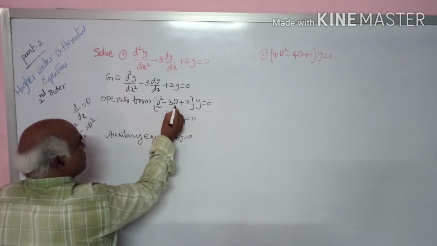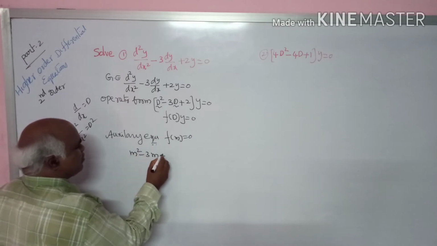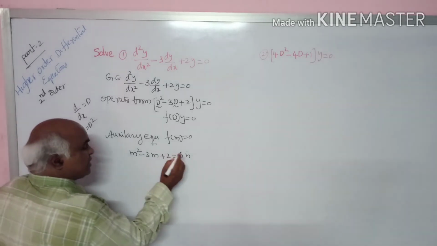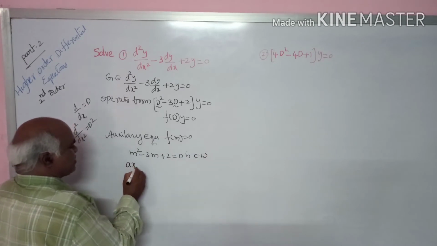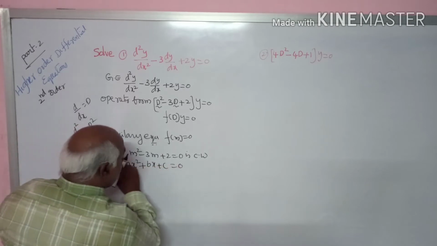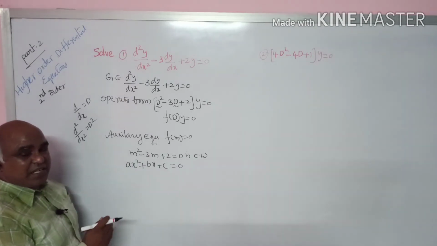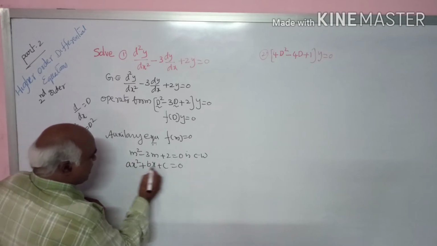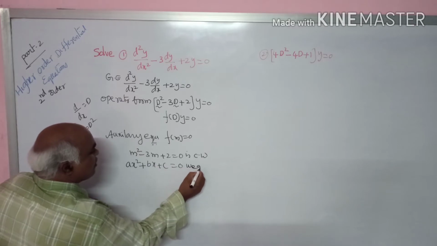That means m square minus 3m plus 2 equal to 0. This is in the form of a quadratic, therefore comparing with ax square plus bx plus c is equal to 0. For all quadratic equations, you can solve by this method. It is a very fantastic method, and we get the exact solutions.